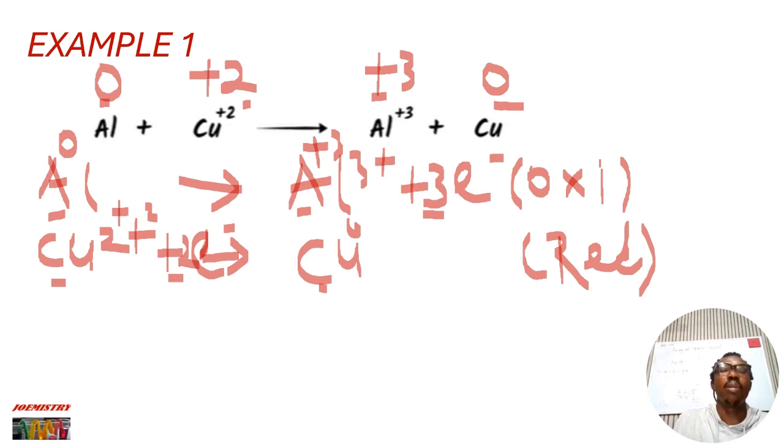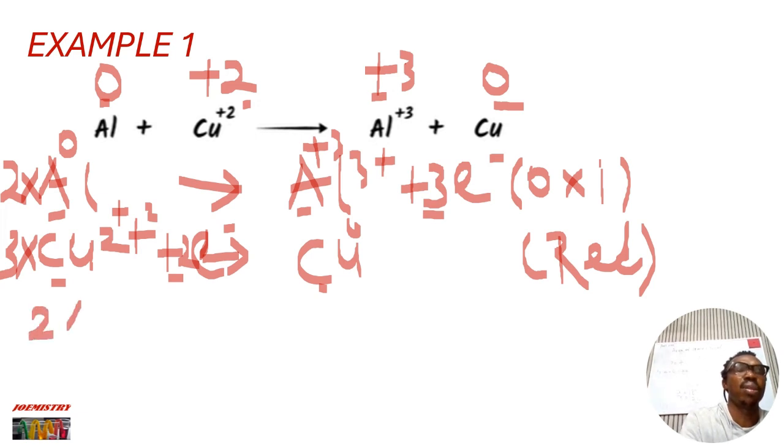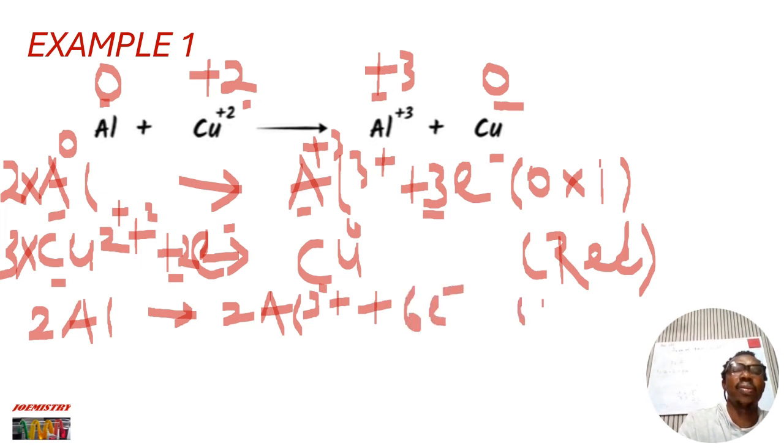And to do that, we have to multiply the oxidation half cell and the reduction half cell by a coefficient to balance electron gain and electron loss. So we have to multiply this oxidation half cell by 2, and we have to multiply the reduction half cell by 3, so that electron gain and electron loss will balance out. So multiply through by 2. We'll have 2 moles of aluminum to give you 2 moles of aluminum ion plus 6 moles of electrons. This is the oxidation half cell.